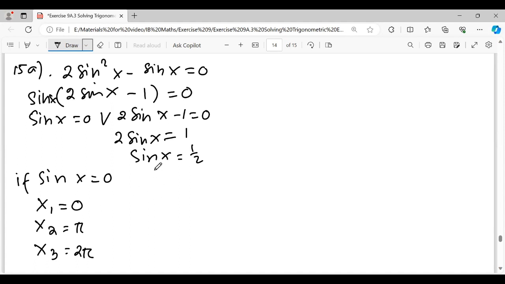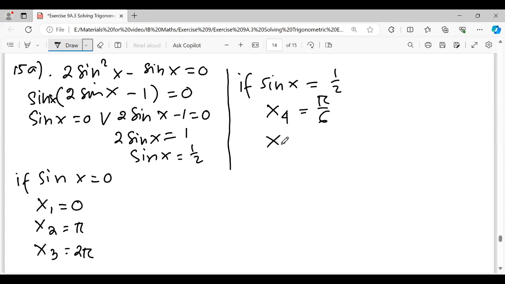Now this one, if sine x equals half, x4 equals pi over 6, x5 equals 5 over 6 pi.